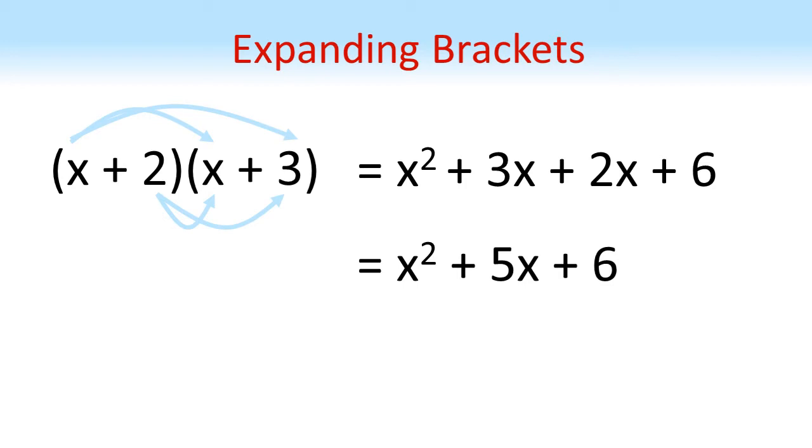Now by looking at this, we can see that the 5, the coefficient of x, was formed by adding together the 2 and the 3, and the 6 at the end was formed by multiplying the 2 and the 3 together. Now this fact is always going to happen, and we're going to use this to help us factorise.